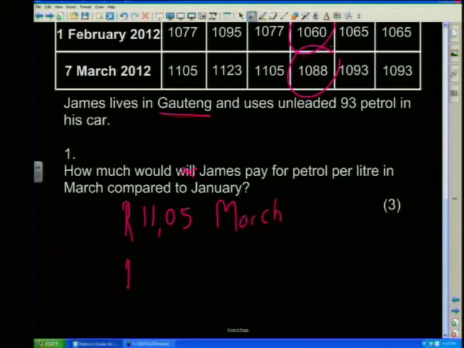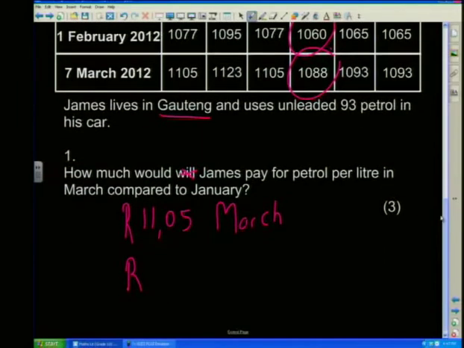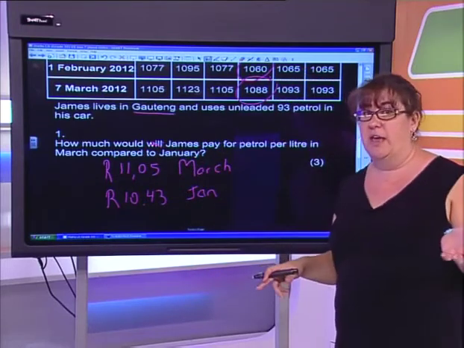And then what was he paying? He was paying in January 10 Rand 43. So it asks, how much will James pay for petrol per litre in March compared to January? So we just need to write down the two values and compare them. We don't have to do anything more to it. We just have to give them the values. It didn't say how much more, because then we would have had to subtract one from the other.